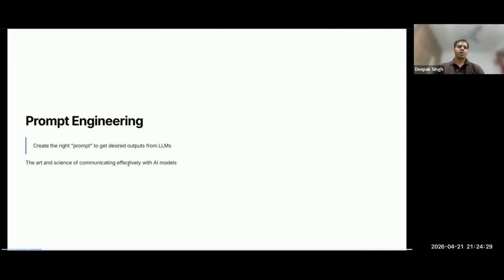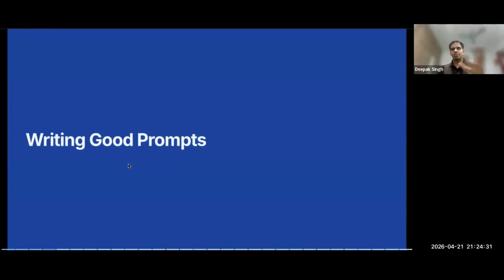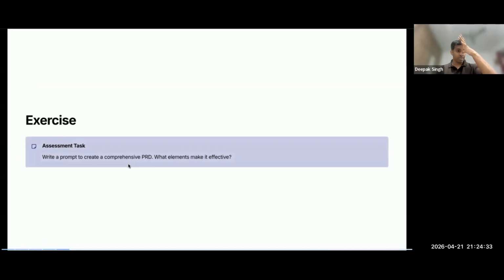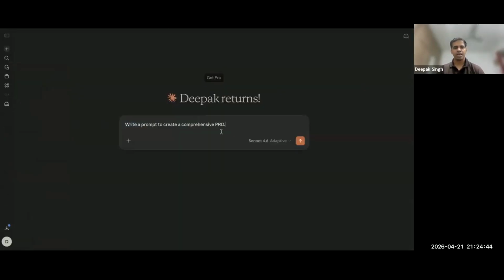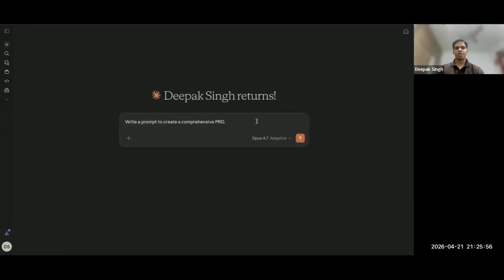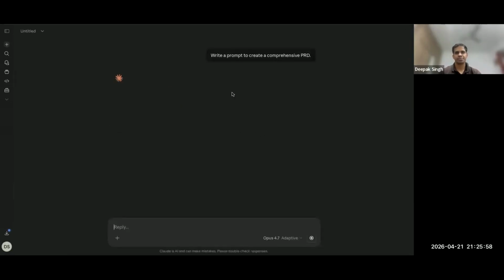Okay. So prompt engineering is the art of communicating. Now, writing good prompts, for example, if I ask you to write a prompt to create a comprehensive PRD, let's go here. Rather than teaching a theory, ask it to write a prompt to create a comprehensive PRD.